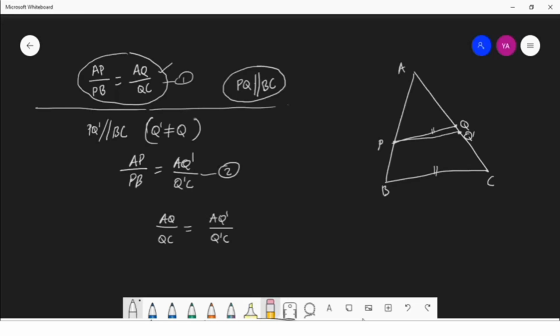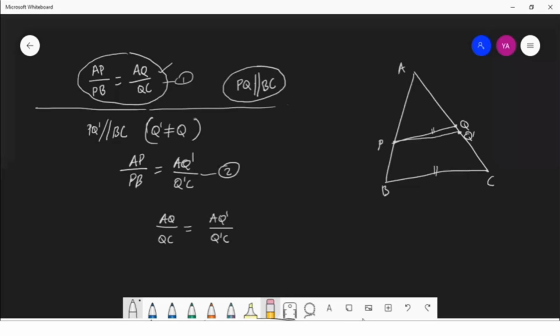Some other point. Then we can apply the basic proportionality theorem, the direct theorem, not the reverse theorem. Since PQ dash is parallel to BC, AP by PB will be equal to AQ dash by Q dash C. Now comparing 1 and 2: 1 is given, this is true, and 2 we applied using the basic proportionality theorem. Combining these two, both LHS are the same, so the RHS must be the same, that is AQ by QC will be equal to AQ dash by Q dash C. This is never possible for two different points.